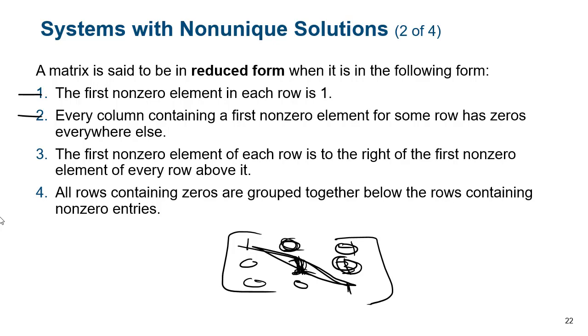So you can see that when you put this and this together, you force an identity matrix if you have a 3 by 3. The first non-zero element of each row is to the right of the first non-zero element of every row above it. So that gives us that diagonal thing. And then all rows containing zeros are grouped together below the rows containing non-zero entries.